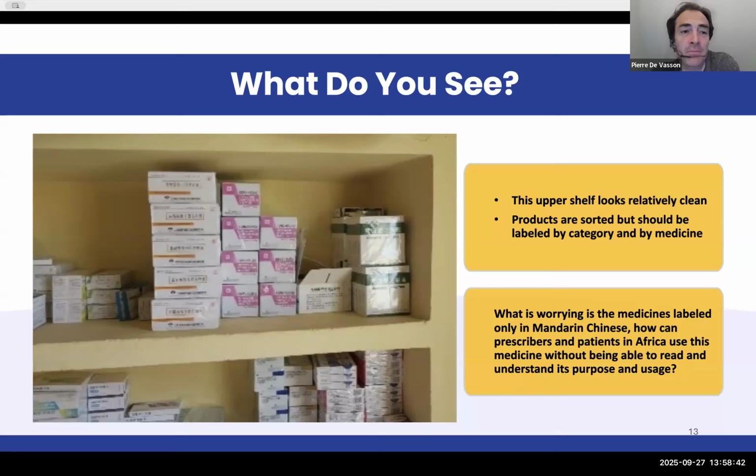Yes, it's a problem because as a consequence, prescribers and then patients might be misinformed. They cannot read the leaflet inside. They cannot even read the name, the proper name of the product. So this is not meeting the local requirements. It's a problem. You're right.